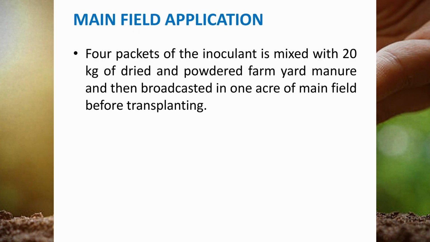Second one is seedling root tip. This method is mainly used for transplanted crops. In this method, 2 packets of inoculant are mixed with 10 liters of water. Then the root portion of the plant is dipped into the water for 5 to 10 minutes. After that we have to transplant it in the land.